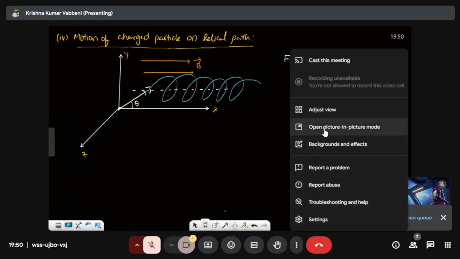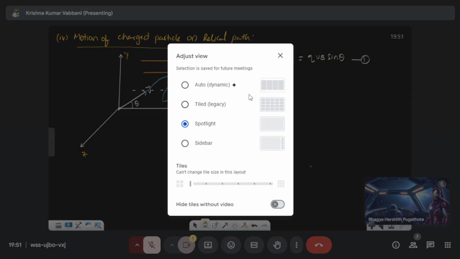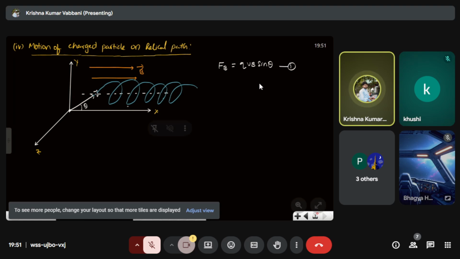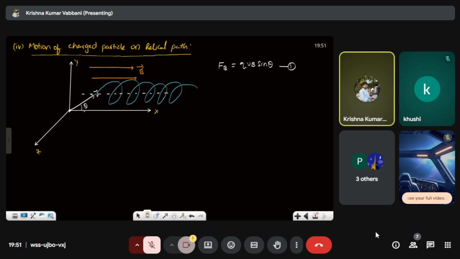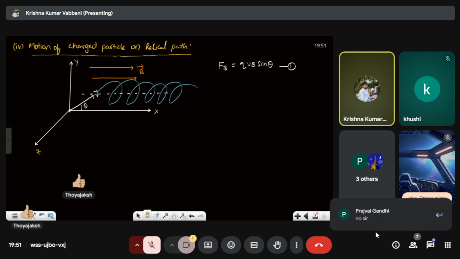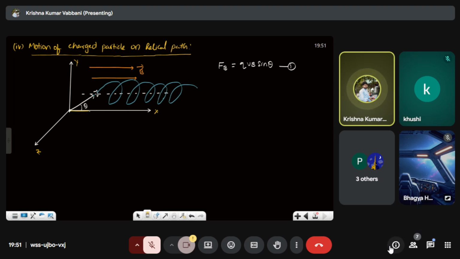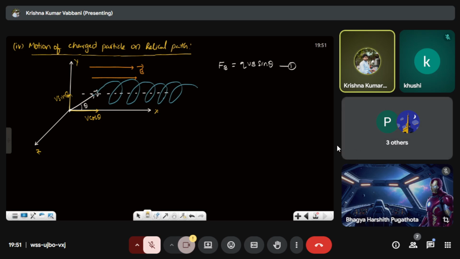Okay. Now, yes, Gandhi, you have a doubt? Okay, Gandhi. So now see, these are the vector components. This is going to be v cos theta, and this is going to be v sin theta.